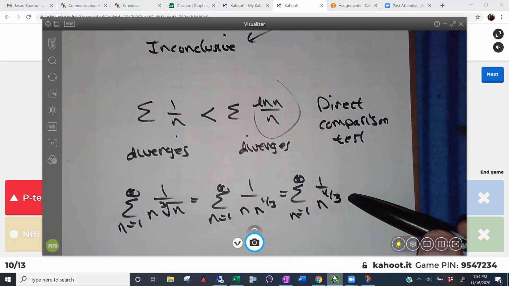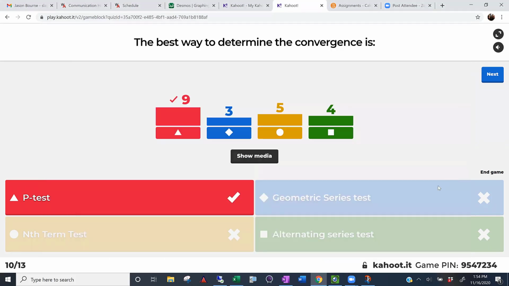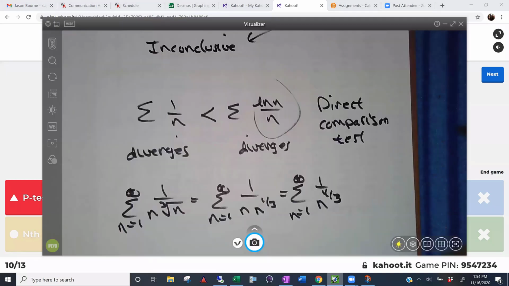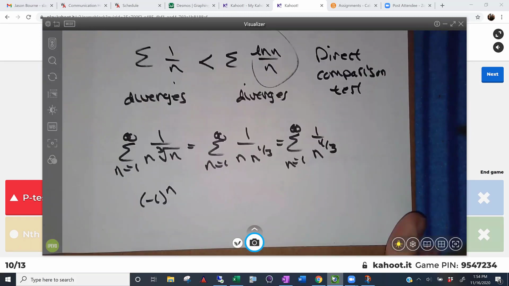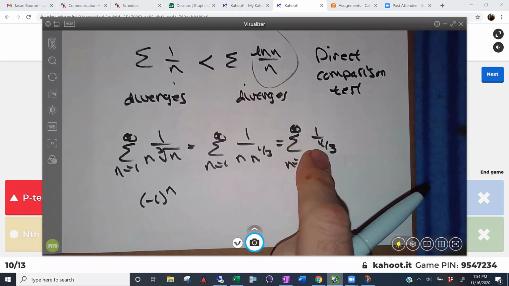Now, that's not a geometric series. It's just not. So you can eliminate that one. Why would it be an alternating series? What would make a series like this alternate? What do you have to have? Yeah, you'd have to have some -1 to the nth term up in the numerator there. But this doesn't have it, so it's not an alternating series.